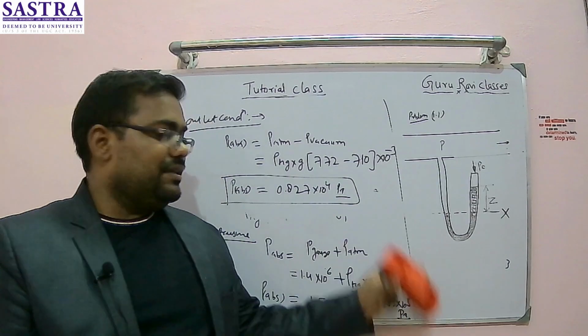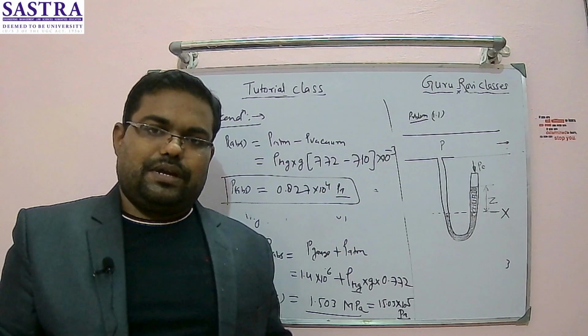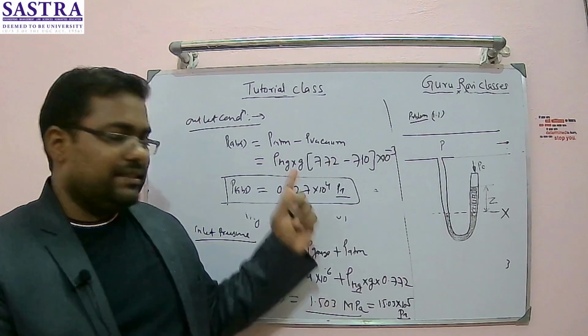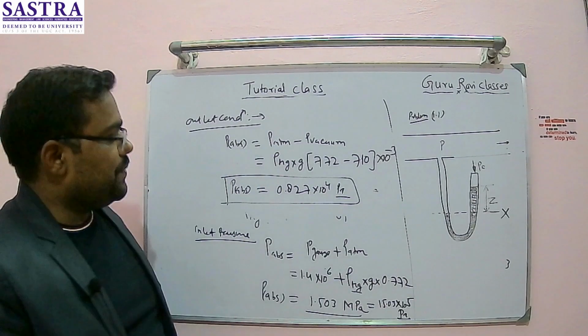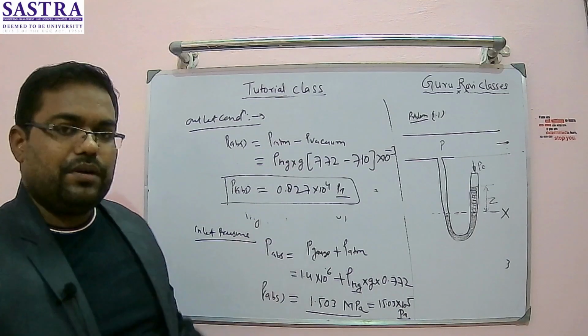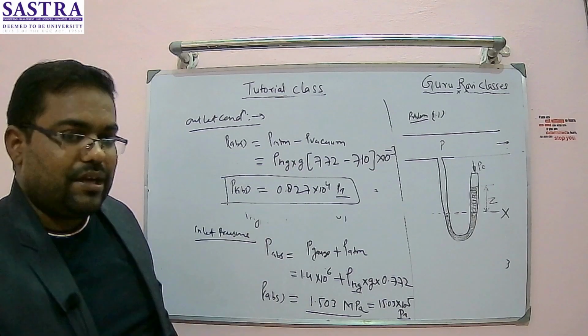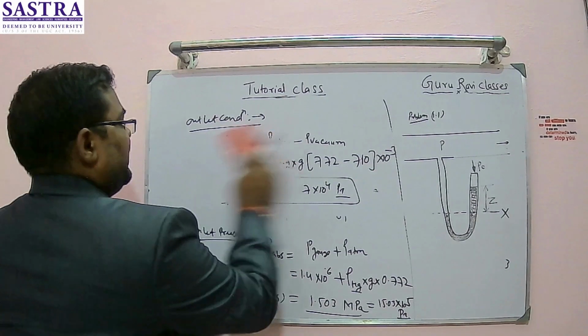So like that you can solve the problem. I don't think there will be any doubt in this numerical problem. So let's go for the third numerical problem. These two numerical problems got solved. Inlet condition, this is the outlet condition. Let's go for the third numerical problem.